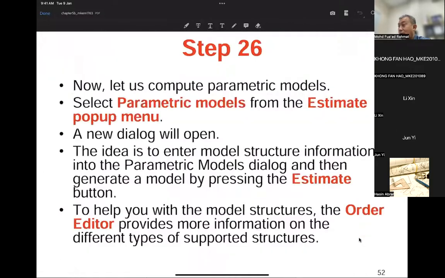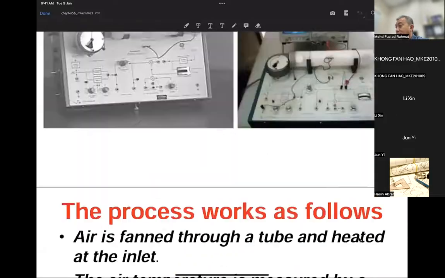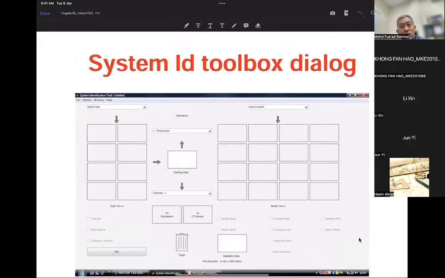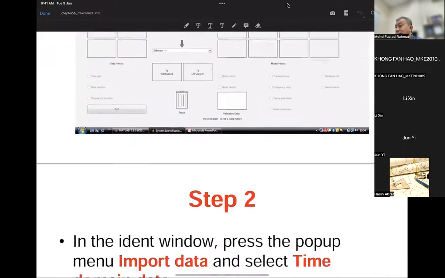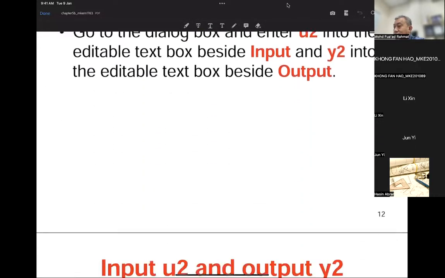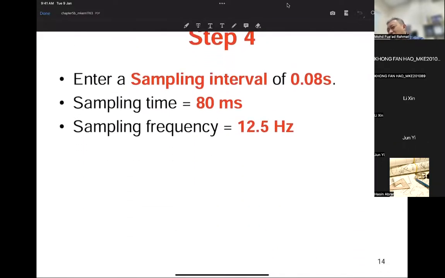So this is what we've done. I conclude everything. We call the system ID toolbox, which is IDENT, at the command prompt. Then we import the time domain data, Y2 and U2. After that, we insert the sampling time, which is 80 milliseconds. So in the system ID toolbox, you just type 0.08 second.